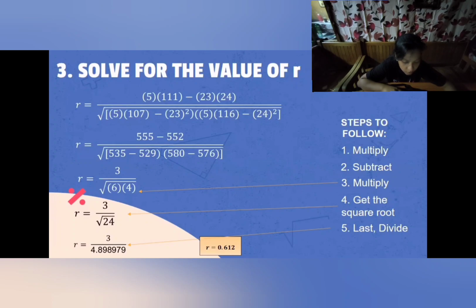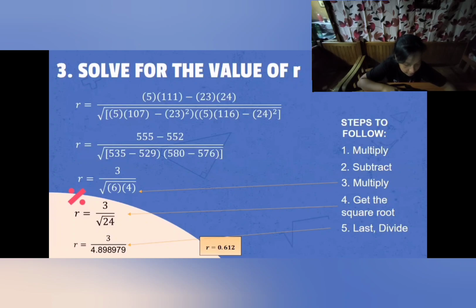The square root of 24 is 4.898979. I tried to use 6 decimal digits in order for us to arrive at the answer, if you will be trying to solve this directly on a calculator. So we now have 3 over 4.898979. And the last step will be divide. We will be dividing 3 by 4.898979. And the answer is 0.612. And that is the answer for the r value.